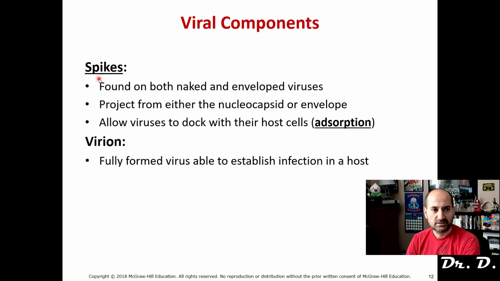Okay, then you've got spikes. You should know what spikes are. These are proteins embedded in the envelope of a virus, and they help the virus to attach to surfaces. And it's not just in the envelope. It could be on the surface of naked viruses, on the surface of enveloped viruses, but it's these spike proteins that actually allow for adsorption, which means the first phase of a viral infection, where the virus must attach to your cells, right?